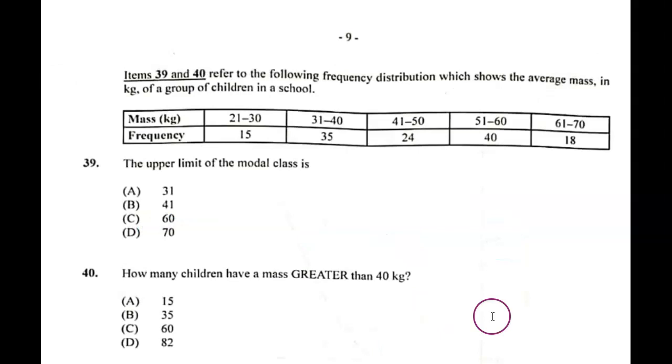So number 38, numbers 39 and 40 refer to this table, and number 39 says the upper limit of the modal class. Modal class means the most frequent. So we're looking at frequency and seeing which number is the largest. That's 40 here. So this is the modal class. The upper limit will actually be 60. So C is the answer.